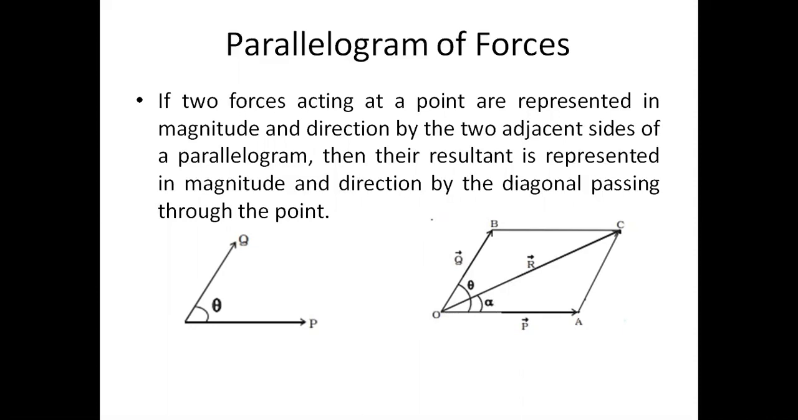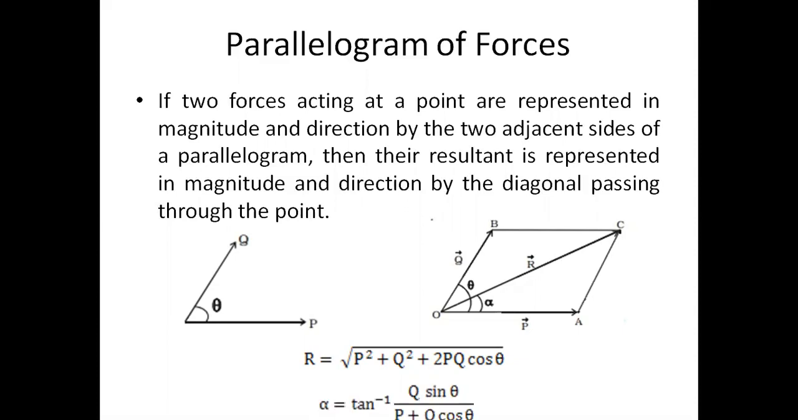Now, the resultant force is equal to under root P square plus Q square plus 2PQ cos theta, and alpha is the angle the resultant makes with P, which is tan inverse of Q sin theta by P plus Q cos theta. So this is an important thing, the law of parallelogram: the resultant force is R equal to square root of P square plus Q square plus 2PQ cos theta, and alpha equal to tan inverse Q sin theta by P plus Q cos theta.